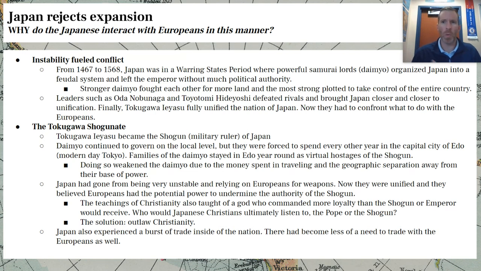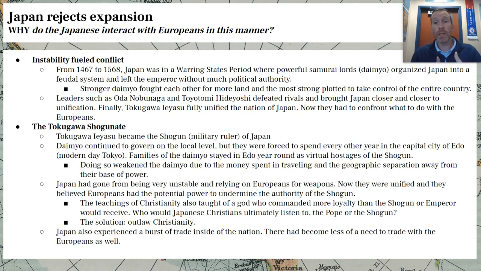Now, the question is, why did this just happen? Why are the Japanese at first intrigued, especially by gunpowder weapons, but really hostile and skeptical of Christianity? So you have to understand, from 1467 to 1568, you have basically this warring states period where these samurai lords, these daimyo, all over Japan are in a feudal system where the emperor doesn't really have much power. The power is with the daimyo. And those daimyo, the stronger daimyo, fight one another for more power and more authority.